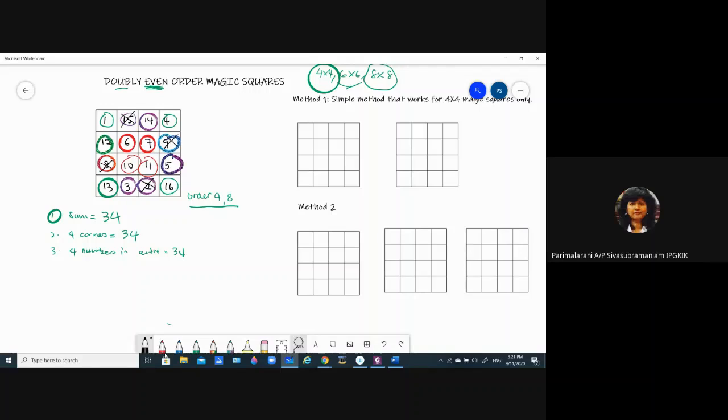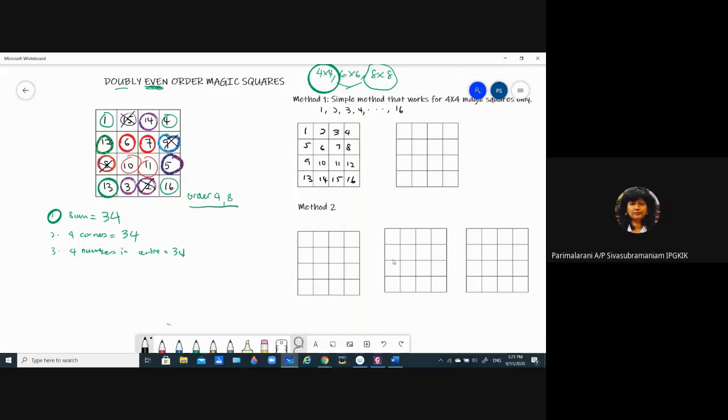Now let's see how to fill in a simple method that works for a 4 by 4 magic square only. Say we want to fill in numbers. This is a normal magic square, so we want to fill in numbers from 1, 2, 3, 4 up till 16, because we have 16 boxes here. Let's just put in the numbers first: 1, 2, 3, 4, 5, 6, 7, 8, 9, 10, 11, 12, 13, 14, 15, 16. So we have put in all the numbers 1 to 16.